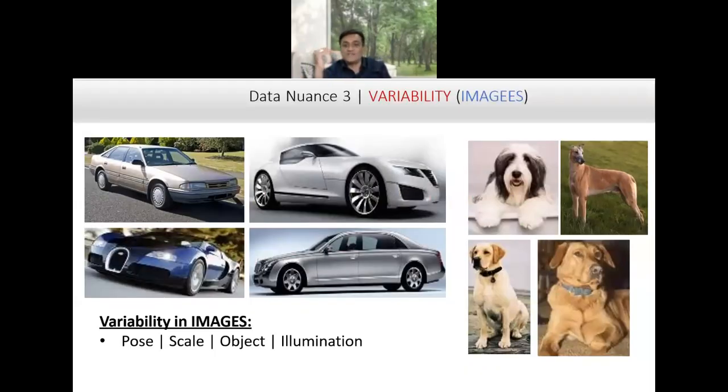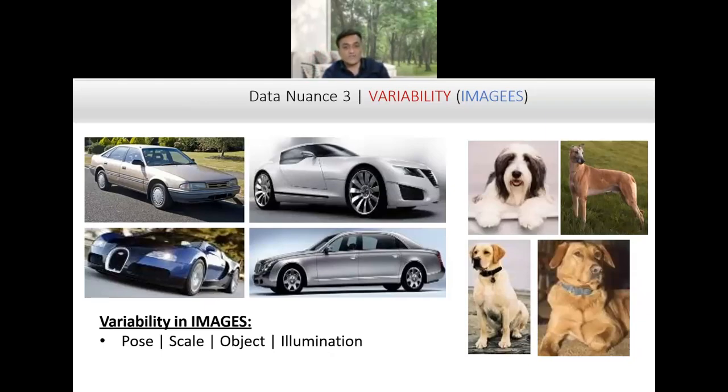Now there is variability in the data. Variability is a very important aspect. Everybody understands that these are all photographs of cars, but there are lots of variations in these photographs. First variation is that the models are different. Second variation is that the pose of the car is different. The object is different, illumination of light is different, color is different, location is different, the angle of the camera is different, but again all of them are cars, all of them are dogs.